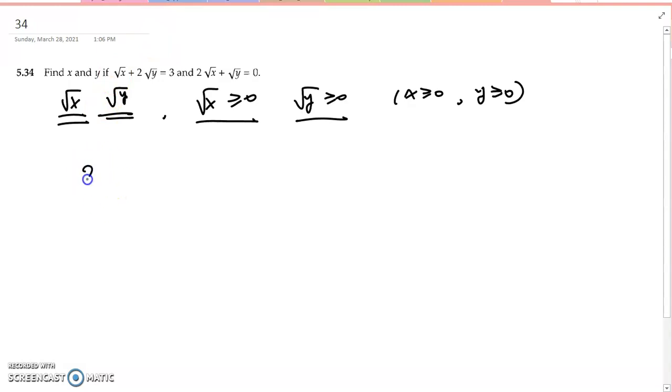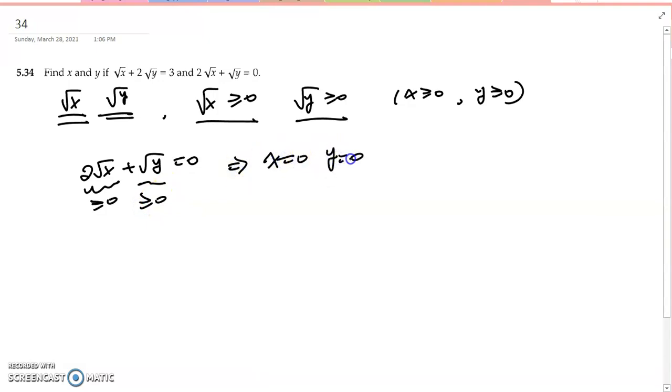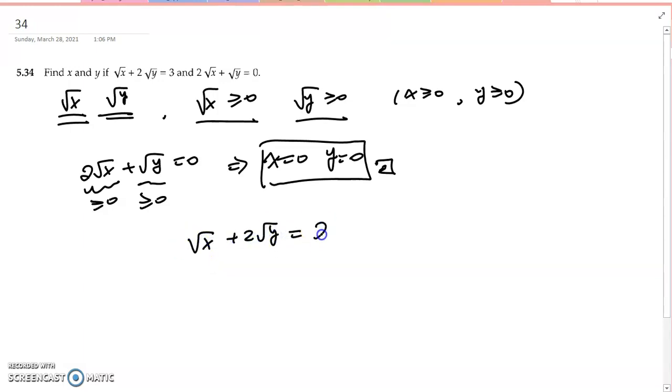Then let's see this. 2 square root of x plus square root of y equals 0. So each term needs to be greater than or equal to 0. So we have x equals 0 and y equals 0. Otherwise there are no other solutions. But once we have this, let's get into the square root of x plus 2 square root of y, which also equals 0, doesn't equal 3. So no solution for this problem.